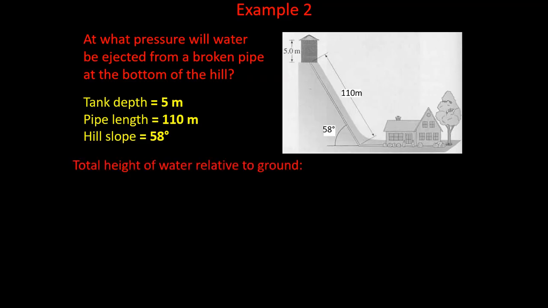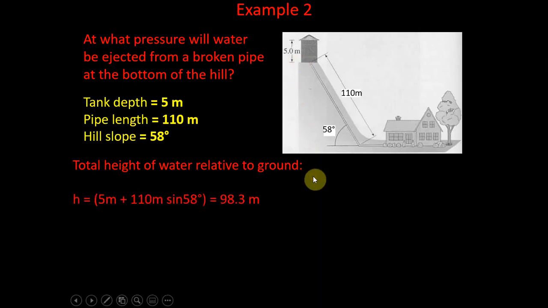One of the things we do have to calculate here is what is the total height of the water. And this isn't really so much a problem involving pressure, it is a bit of trigonometric wrangling. So we already have 5 meters at the top, and now we have to figure out what is the vertical component here. How high is our water? So our height is going to be 5 meters plus 110 meters, and if you figure out the triangle here, which you should always go back to your basic trig, sine of 58 degrees. So 5 plus 110 sine 58 will give you 98.3 meters in height. This diagram is obviously not to scale.